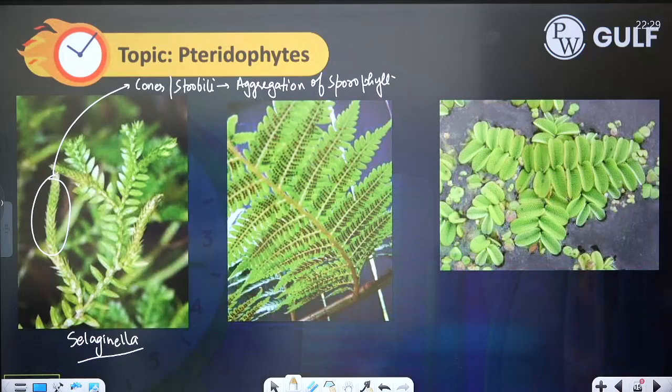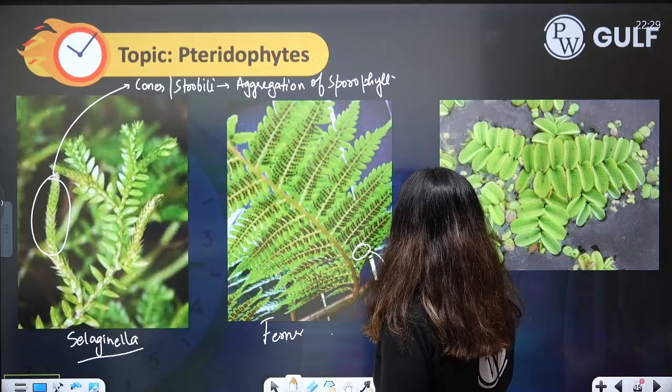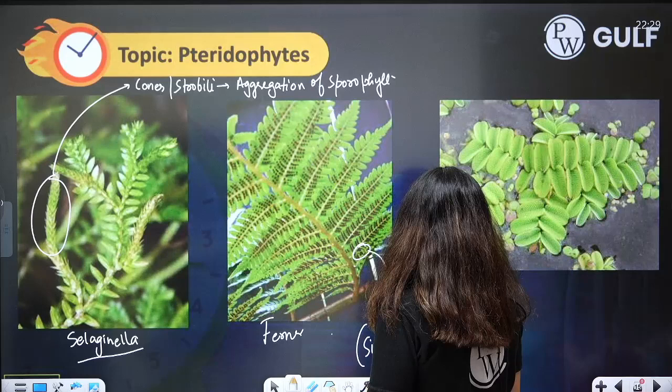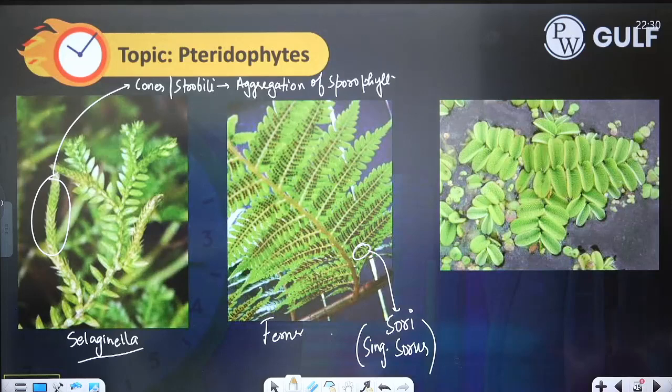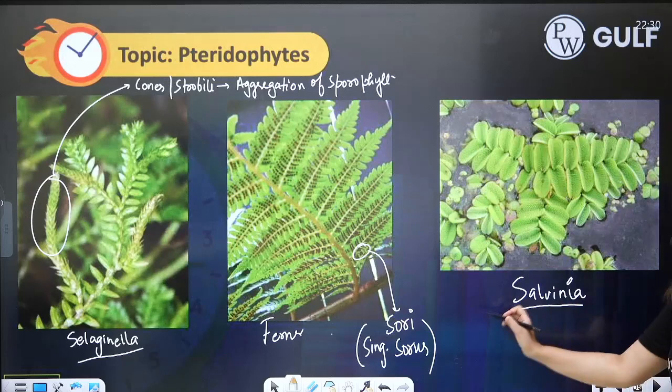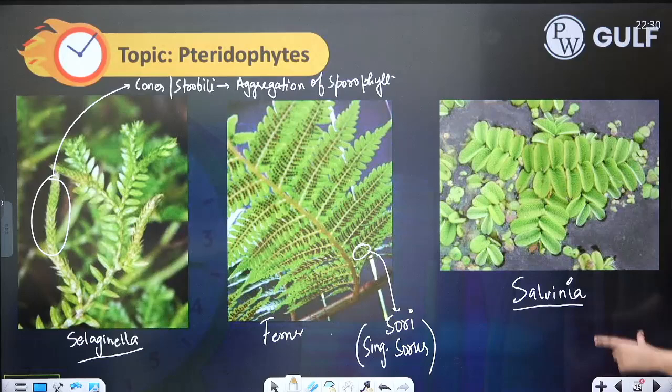These are ferns. And what are these spots? These spots are sori. Singular is sorus. I told you these are the special leaves where you can see the sori. This is Salvinia, an aquatic fern. Selaginella and ferns are terrestrial pteridophytes, and Salvinia is an aquatic pteridophyte.